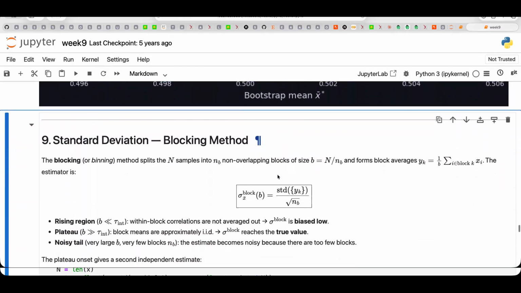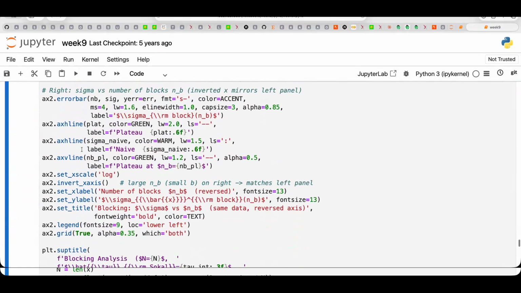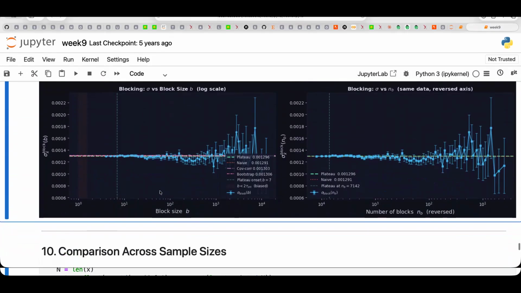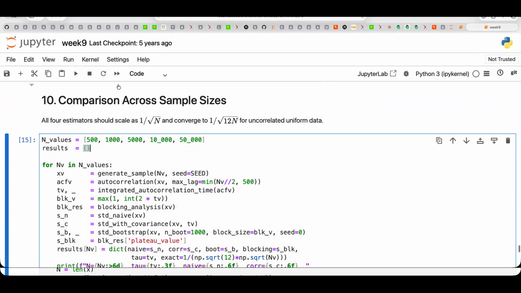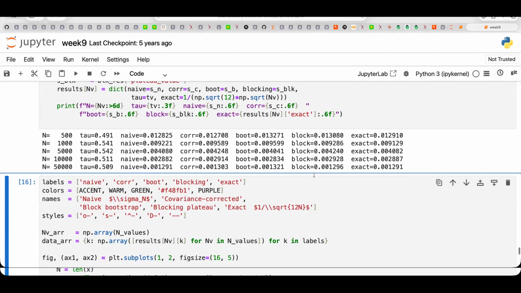Nothing but that. And then you can use the blocking method. And then I collected everything here. If you use the blocking method, this shows you the kind of plateau which you're looking for. And if you compare all these methods with different numbers of values, you can see the naive one, the covariance one, the correlation one. Then you have the exact one, which is listed here for that number of measurements. And then you have the bootstrap result and the blocking result. And you'll see that the blocking is the one which brings us pretty close to the exact result here.